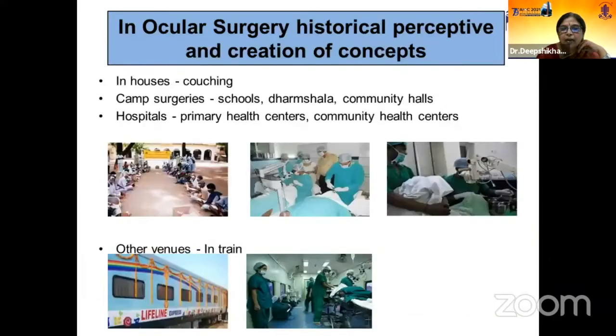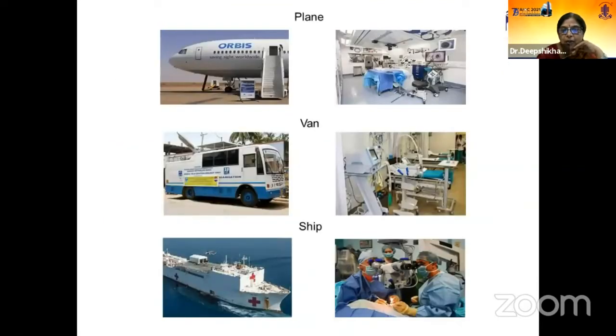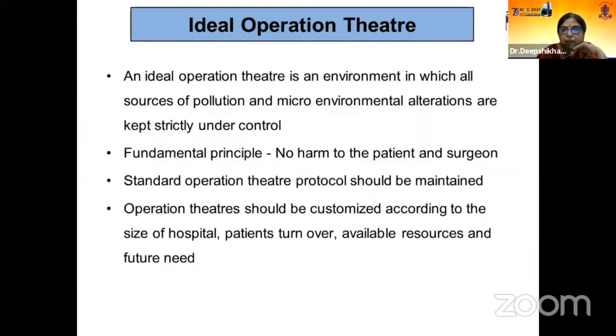If we look at the historical perspective of eye surgery, it started in the house as couching, then camps in a school, dharamshala, community halls, hospitals, and primary and community health centers. Other venues are a train, van, ship, and plane.